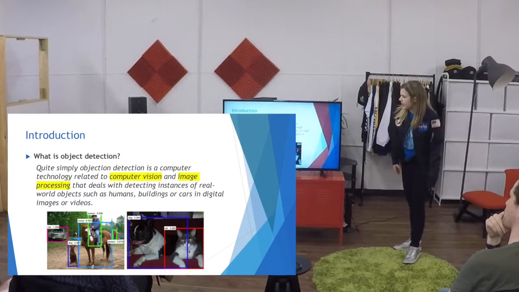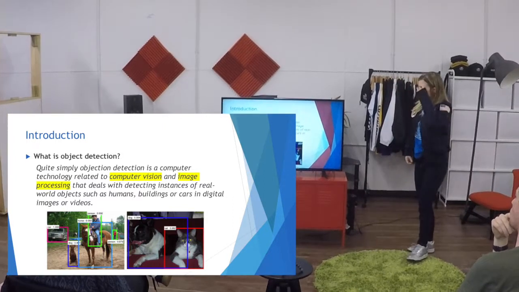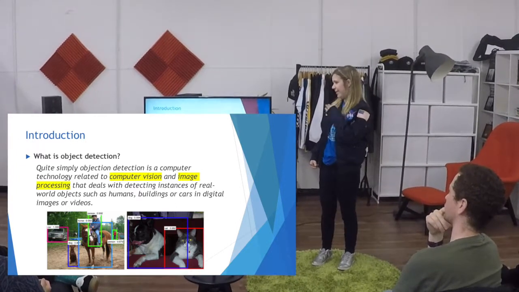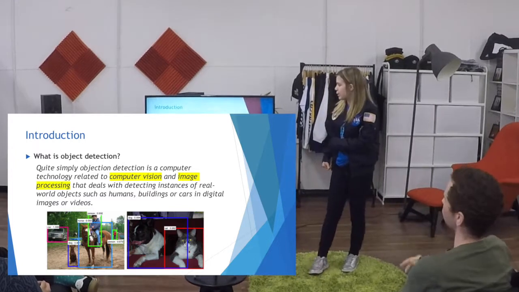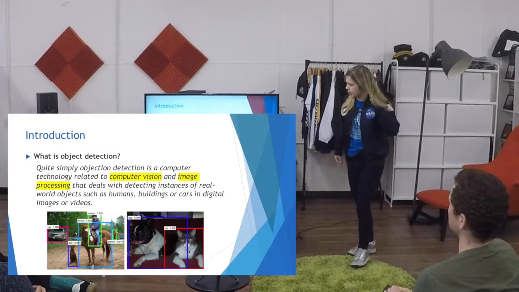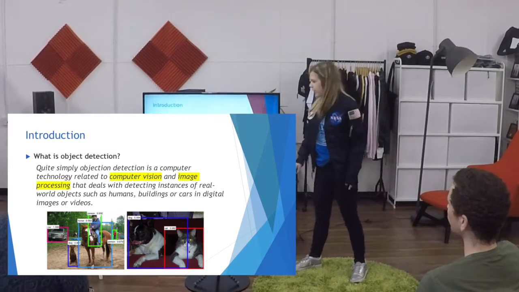So what is object detection? Quite simply, object detection is a computer technology related to computer vision and image processing that deals with detecting instances of real-world objects such as humans, buildings or cars in digital images or videos. So we've got examples of what object detection is with accuracy rates on them as well.